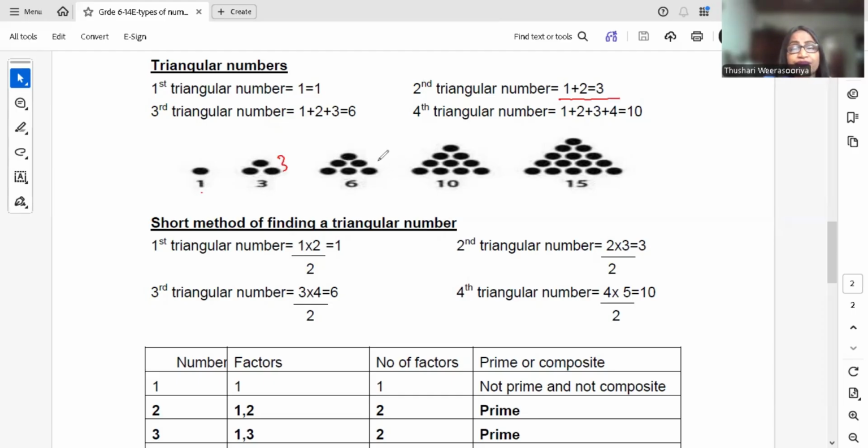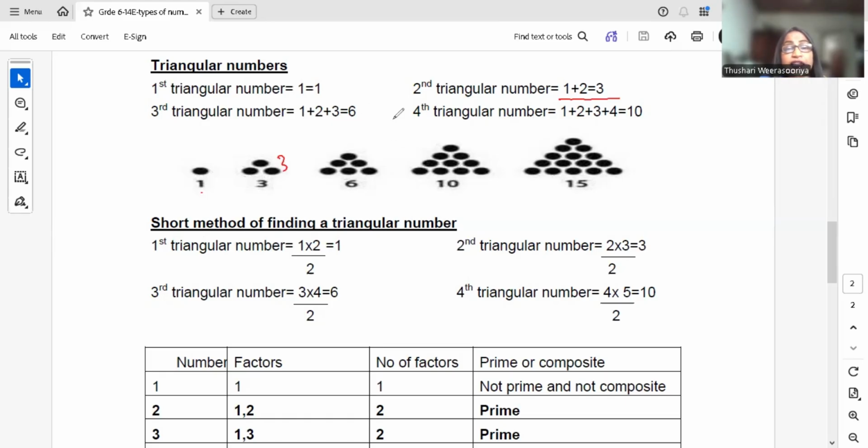Third triangular number, 1 plus 2 plus 3. That is 6. Fourth triangular number, up to 4 you have to add, 1 plus 2 plus 3 plus 4. That is 10. How do you get the seventh triangular number? 1 plus 2 plus 3 plus 4 plus 5 plus 6 plus 7. Like that you add. Right? This is how you draw the triangular numbers.